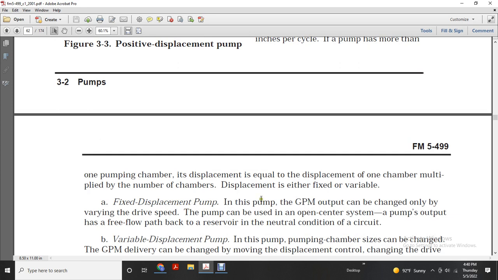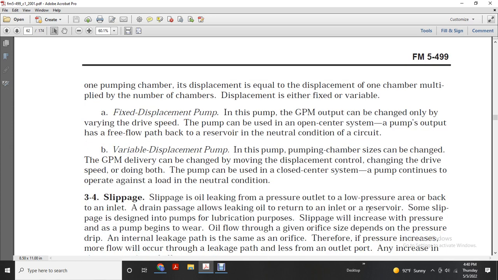In a fixed displacement pump, the gallons per minute output can be changed only by varying the drive speed. The pump can be used in an open center system, with the pump output having a free flow back to the reservoir in the normal neutral condition of the circuit.